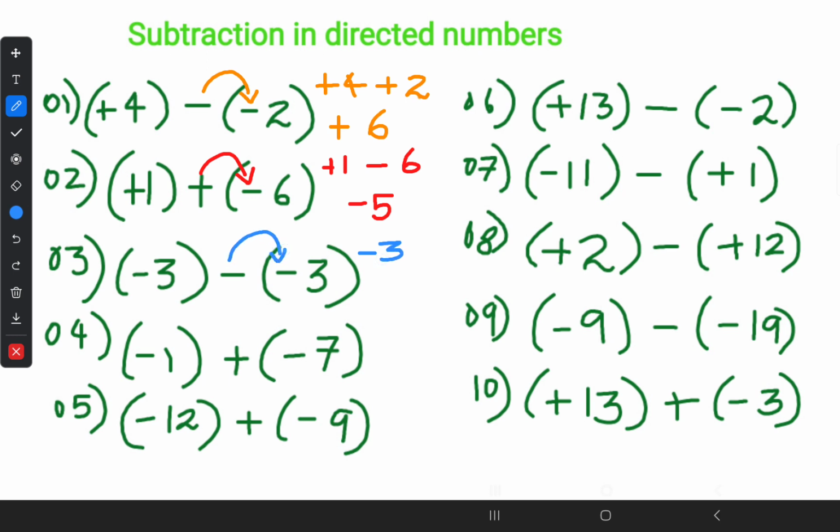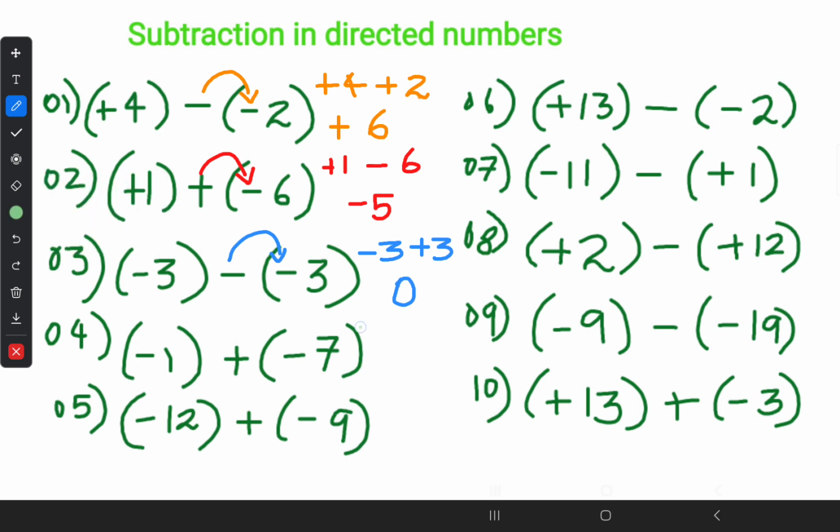Negative into negative is positive 3. Okay, you have 3 toffees. You ate all those 3 toffees. What's the remaining? 3 minus 3. That means these directions are different, so you should subtract. 3 minus 3 would be 0. There is no positive or negative direction for 0. It's just a neutral value, only 0.